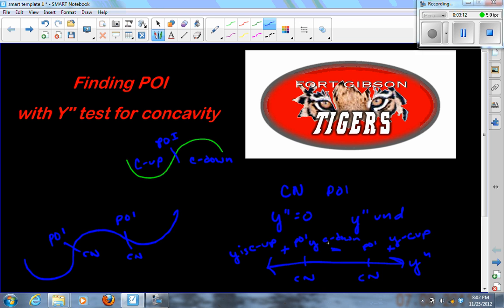And that's all about concavity. There's going to be examples following this in different videos.